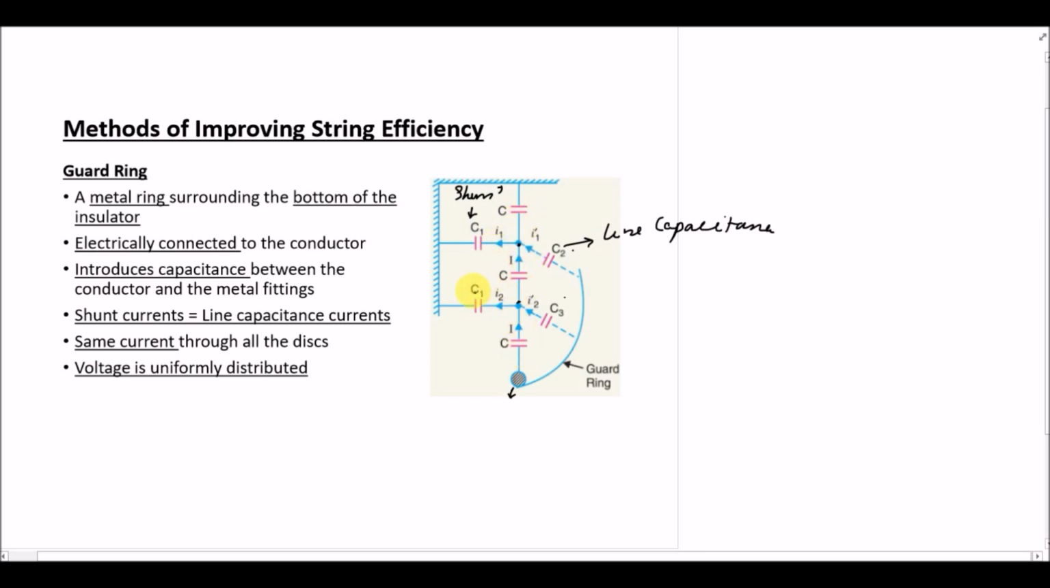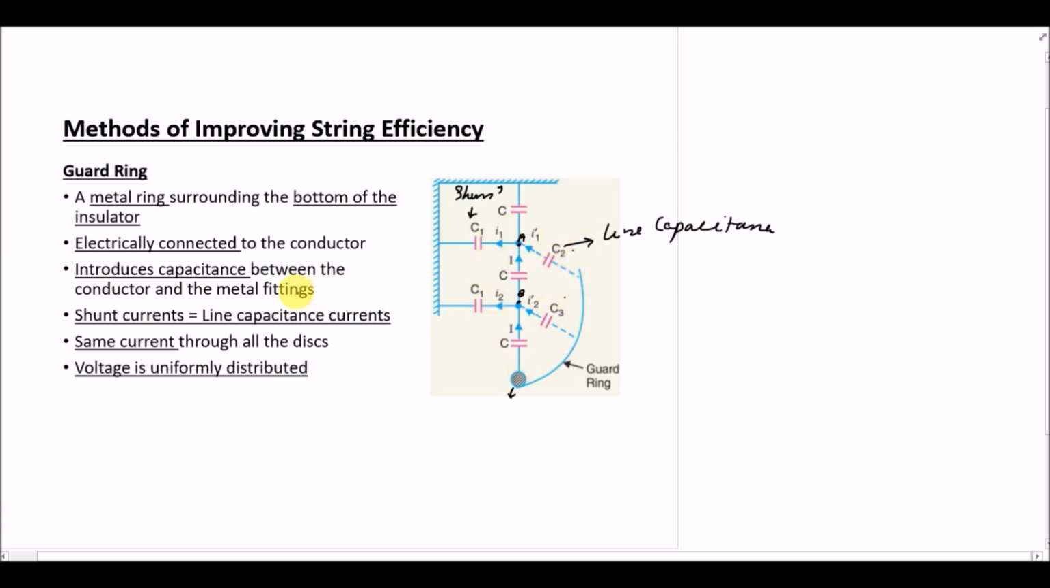is moving away from the node A and B, this is your node A, this is your node B, is provided by the line capacitances which are between the guard ring, which is connected to the conductor, and the metal fitting of the insulator disc. So by making the current through all the discs approximately equal, what we are doing is actually making the voltage distribution across all the discs uniform.